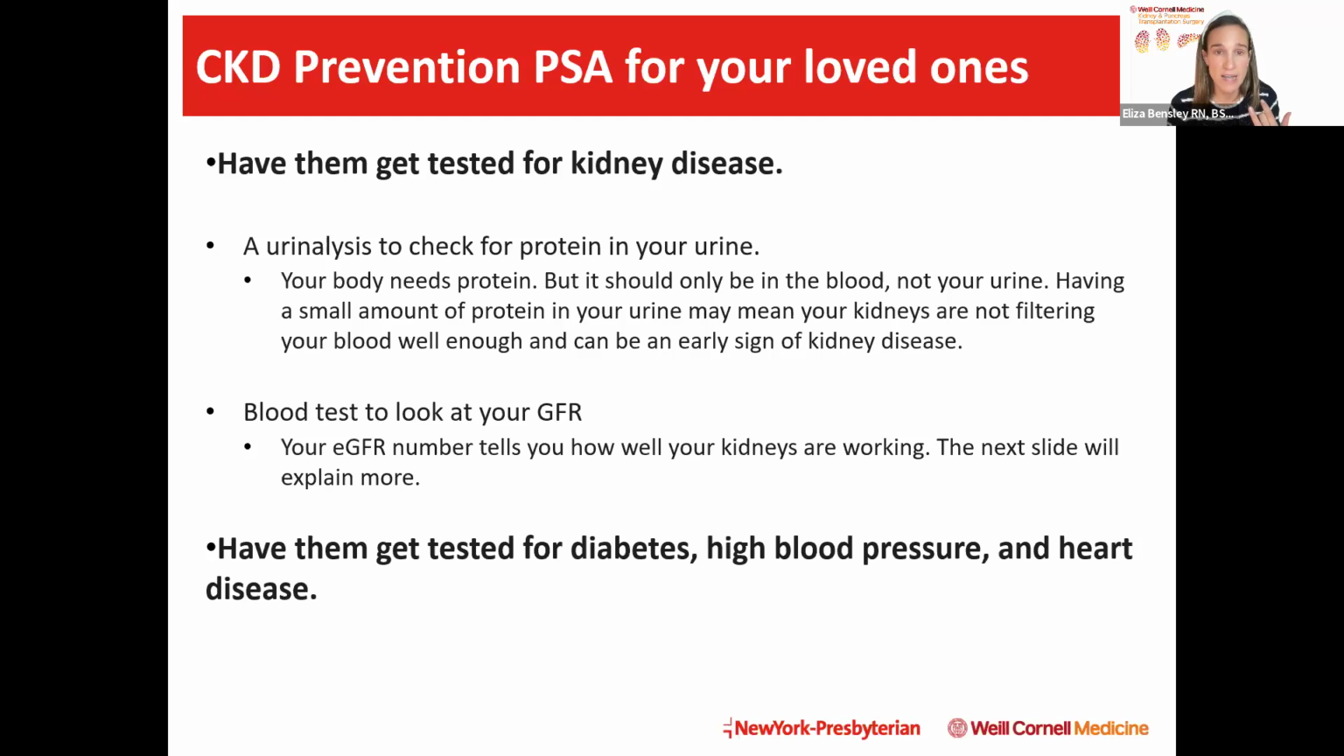You can have a urinalysis done, and that's just literally checking your urine to make sure that it doesn't have any protein in there. You can have a blood test to get your GFR, which is your glomerular filtration rate, checked out. Judith is going to explain that in the next half of this presentation. But also just getting checked for diabetes. They'll measure something called your A1C, making sure your blood pressure is under control and making sure everything is going well.